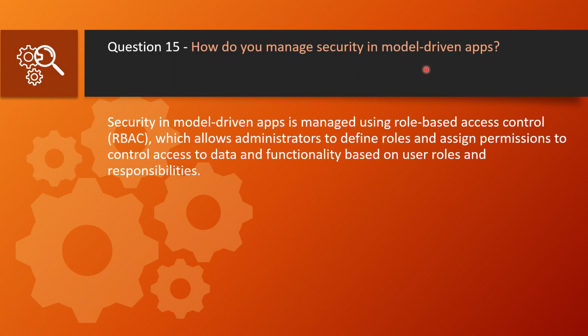How do you manage security in model-driven apps? Security in model-driven apps is basically managed by using RBAC, role-based access control, that allows administrators to define roles and access permissions to control access to data and functionality based on user roles and responsibilities.